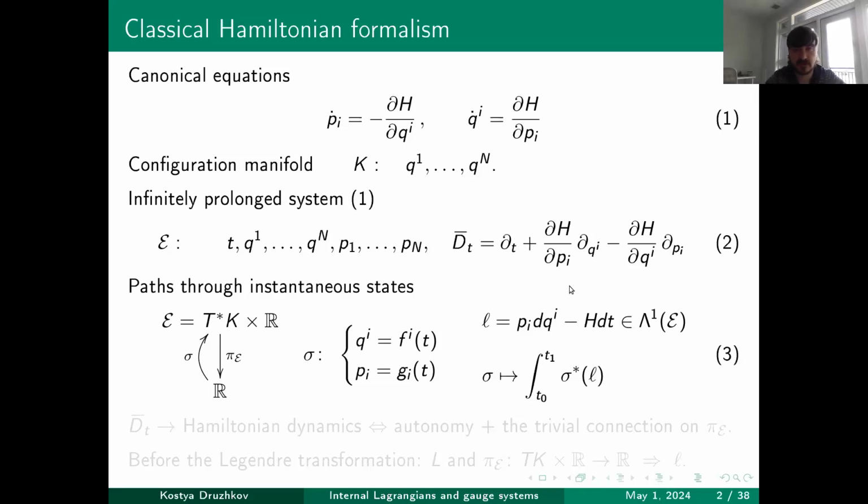And we can consider this system from the variational point of view. It's very well known that Hamiltonian systems arise from the Hamiltonian variational principle. But first of all, let's consider this system intrinsically. We can say that our system is a bundle, a bundle pi epsilon. Here we have the cotangent bundle of the configuration manifold multiplied by the real line as the total space, and the corresponding bundle is just the projection onto the second factor, right?